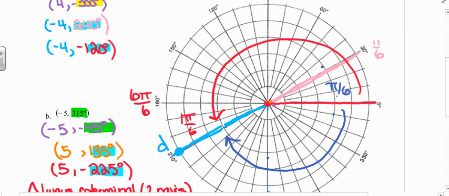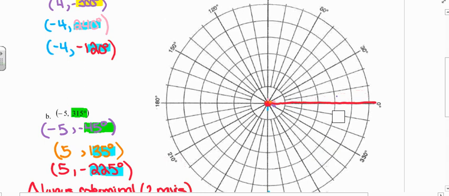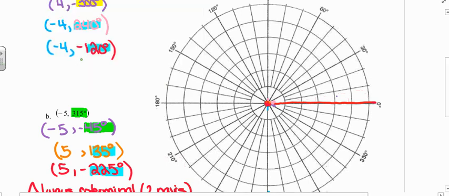All right, a couple more here. Let me go ahead and clean things up a little bit. Things got a little messy with the radians there. All right, letter E says 1 comma 5 pi over 6. So again, I'm going to start first, I'm looking for a different color here, with 5 pi over 6.